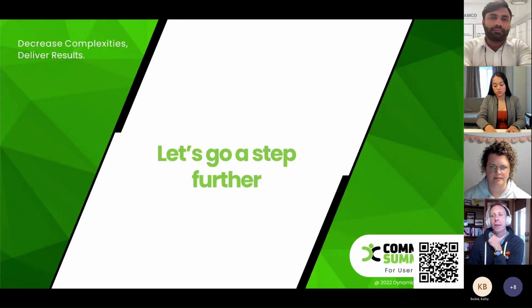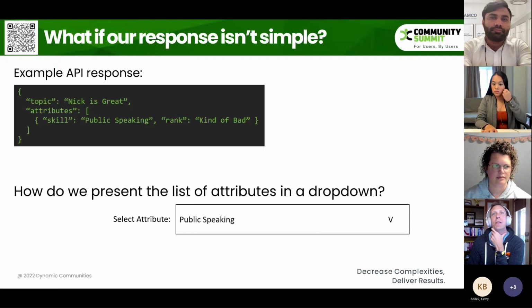So we can take this a step further. I want to get a little further ahead. And one of the things we can say is we've got an example API response, and that is saying that we want to say here's the topic. The attributes is an array kind of deep inside of here. But how do we present the list of attributes in a dropdown?